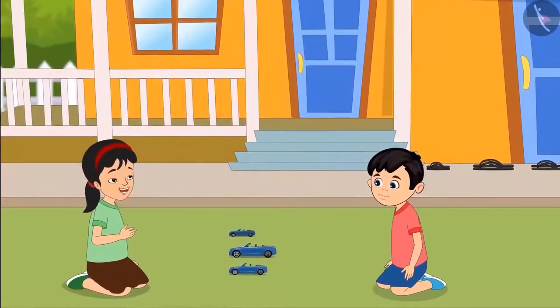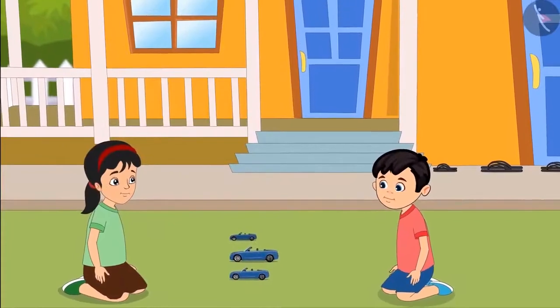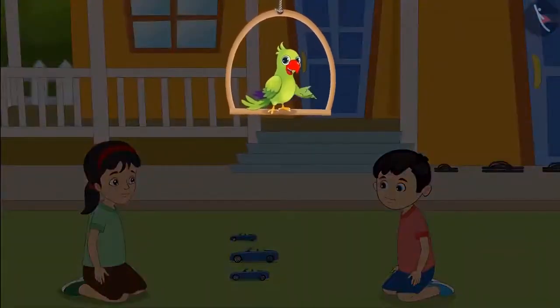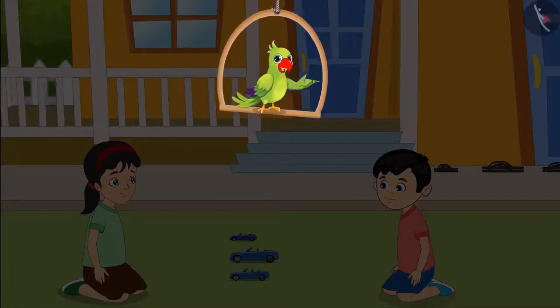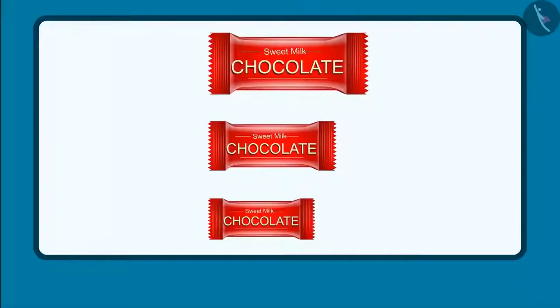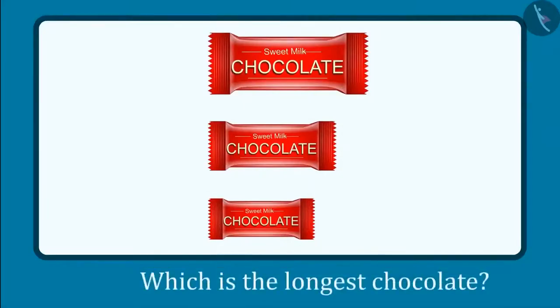Come on, now let's play, Chotu. So kids, now you can also identify the longest object and the shortest object out of three objects like Chotu. Come, let's see. These are three chocolates. Can you tell me which is the longest chocolate out of these?